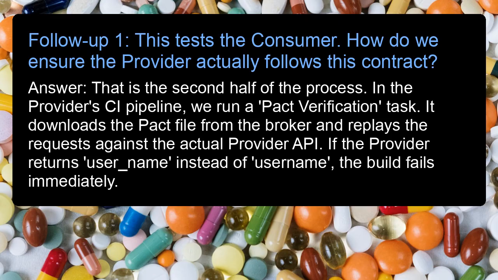Follow-up 1. This tests the consumer. How do we ensure the provider actually follows this contract? Answer: that is the second half of the process. In the provider's CI pipeline, we run a PACT verification task. It downloads the PACT file from the broker and replays the requests against the actual provider API. If the provider returns user_name instead of username, the build fails immediately.